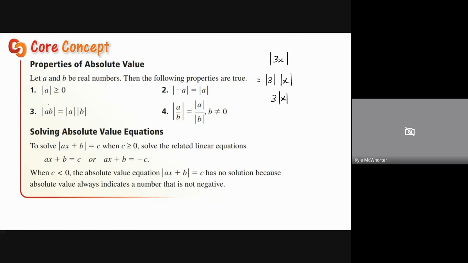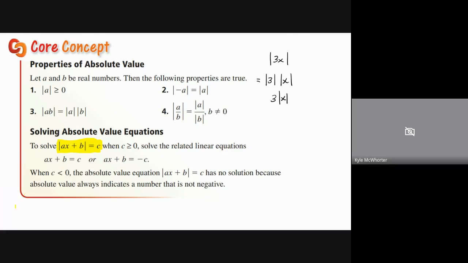So you can break apart a product, or you can break apart a quotient as long as your denominator is not 0, because you're not allowed to divide by 0. And when we're solving absolute value equations, this is what a general absolute value equation might look like, where a, b, and c would all just be numbers and c is not negative. As long as c is not negative, all you do is you take whatever's inside the absolute value, and you set it equal to c or negative c.